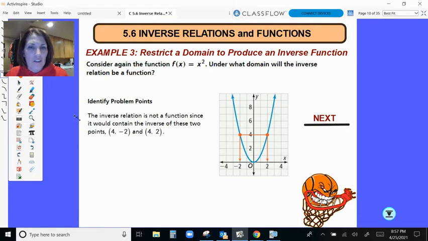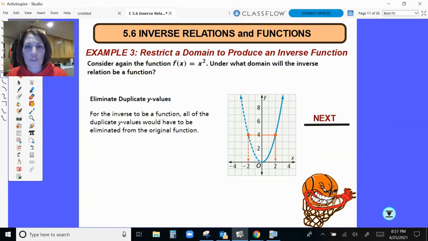So we have a problem here, because if you take these 2 points, (2, 4) and (-2, 4), and reverse them, it's going to be (4, -2) and (4, 2). That would mean this value of 4 for x would give you 2 values for y, -2 and 2. That would be a problem, right? Then we end up with a sideways parabola. So how do we deal with that?